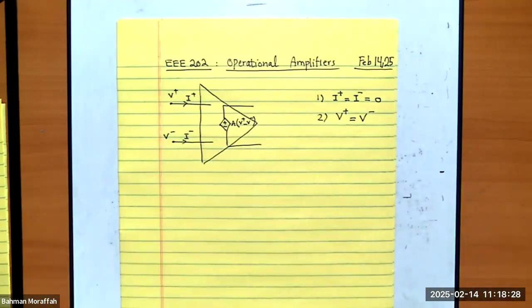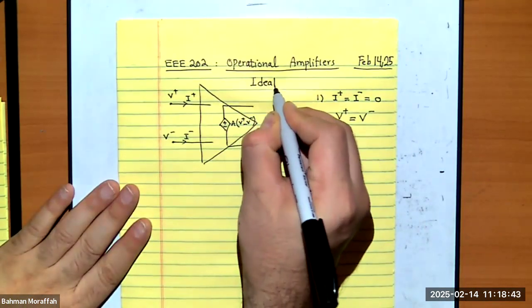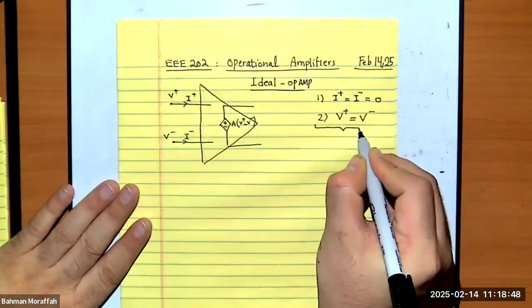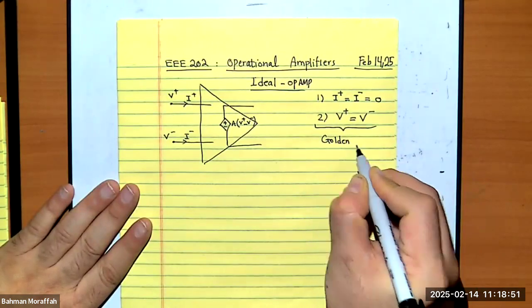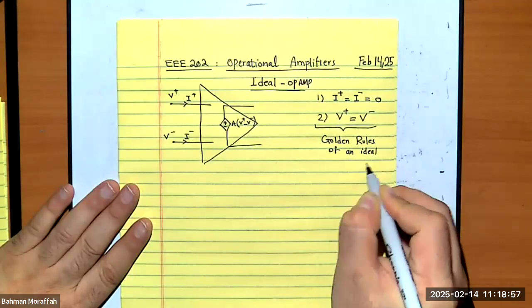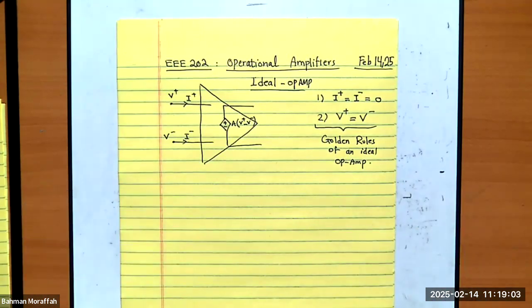We talked about it. We said this equality does not mean V positive or V negative are 0. What it says is that they're the same, whatever value they have. And we call this an ideal op-amp. We call these two rules the golden rules of an ideal op-amp. So whenever we're dealing with an ideal op-amp, the first thing that we need to do is invoke these two rules, right?